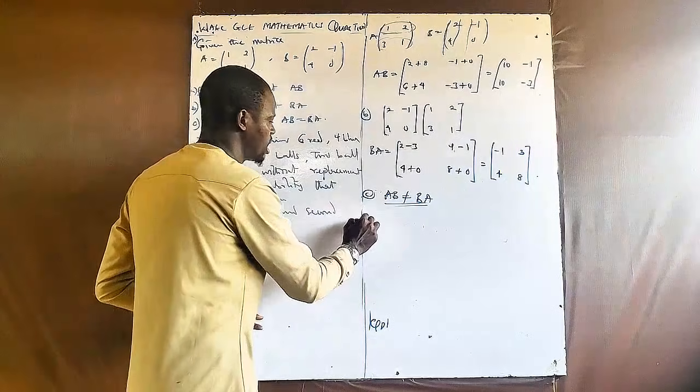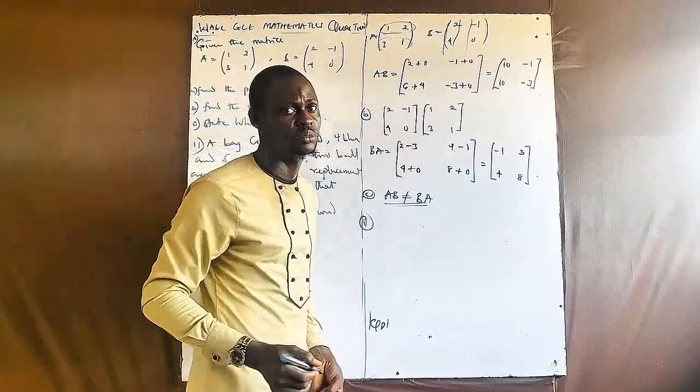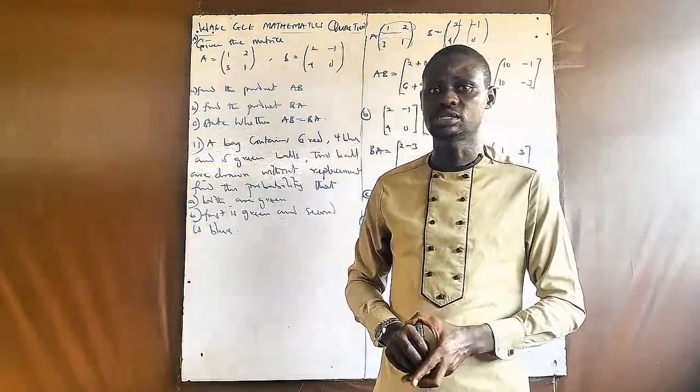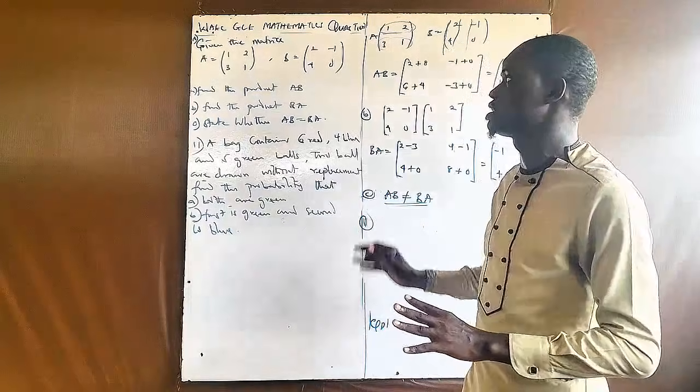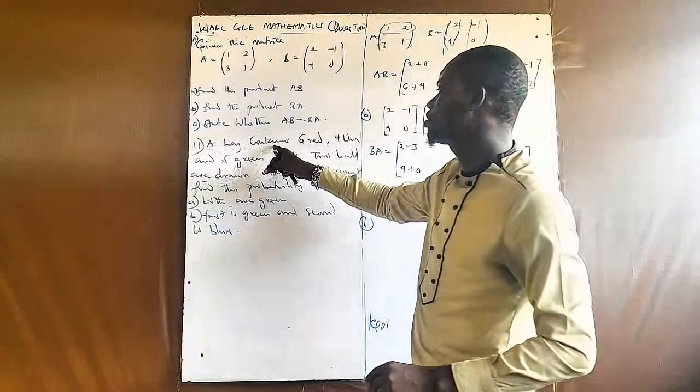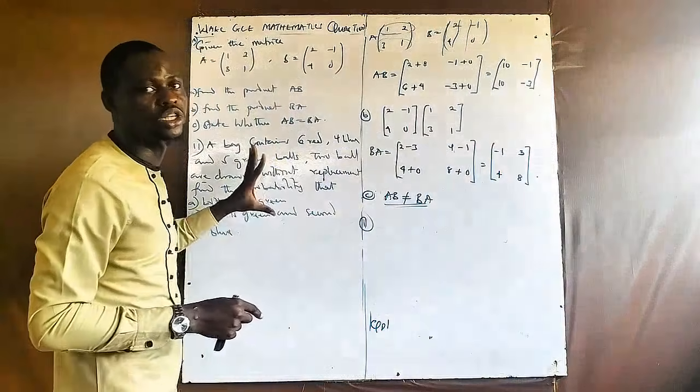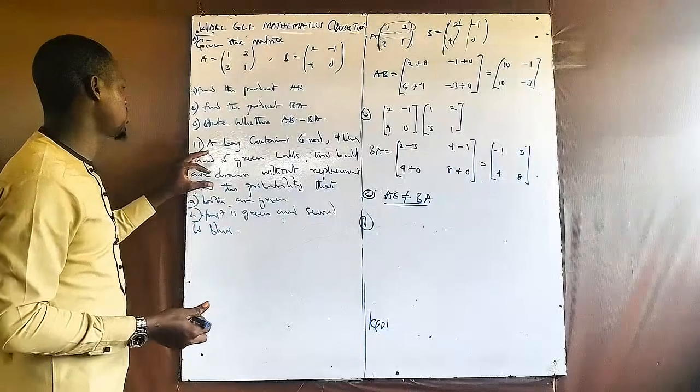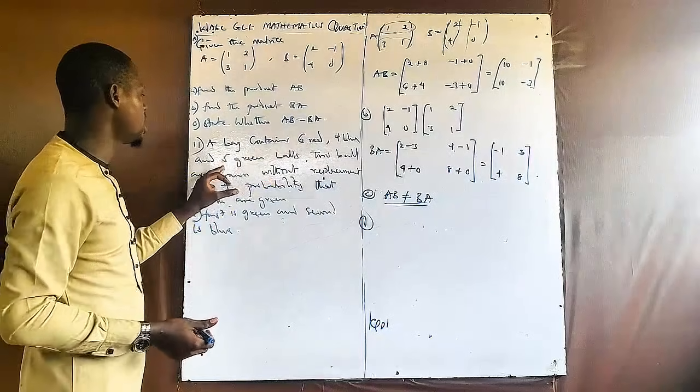Now, let's take a look at question 11. This is going to be the last question I'll be dropping to you for this exam. So, question 11, they said a bag contains 6 red and blue. This question is under probability. A bag contains 6 red and 4 blue and 5 green.